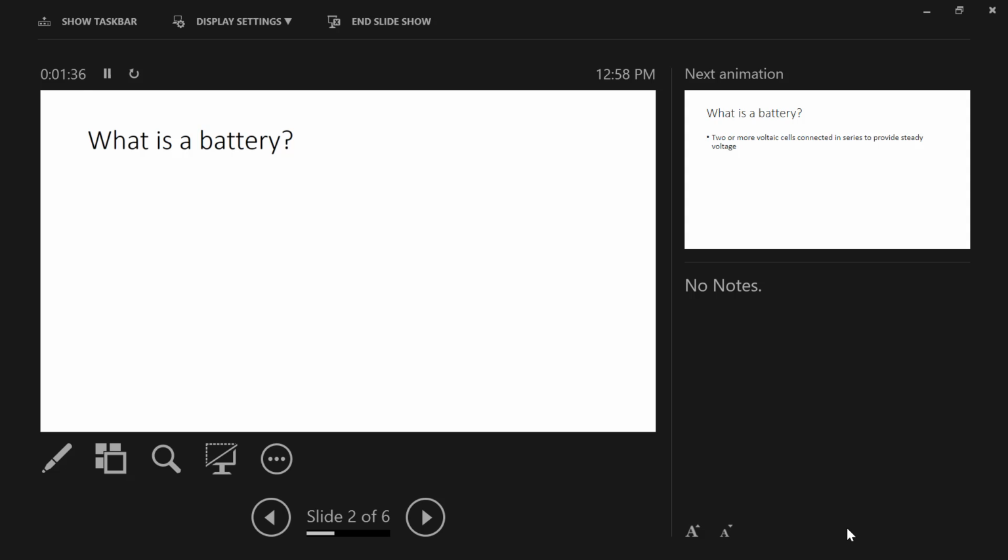You have about another 30 seconds. You don't need it? You know what a battery is? All right, what's a battery? This is our first framing question, by the way. What is a battery?